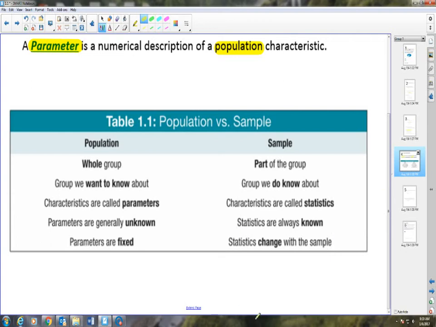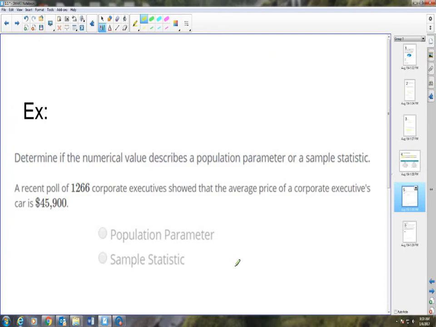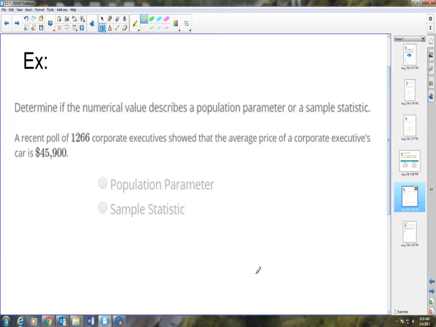All right. So let's try some examples here. Let's see if we can look at these numerical values and see whether they are describing populations or samples. All right. It says a recent poll of 1266 corporate executives shows that the average price of a corporate executive car is $45,000.